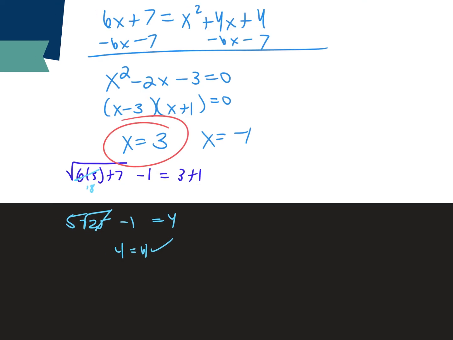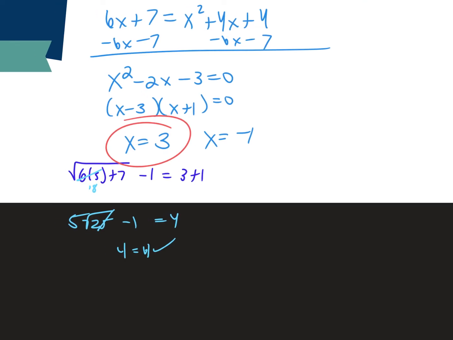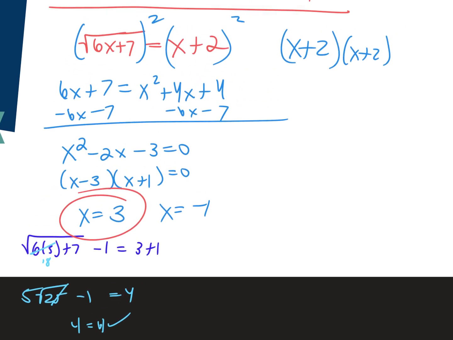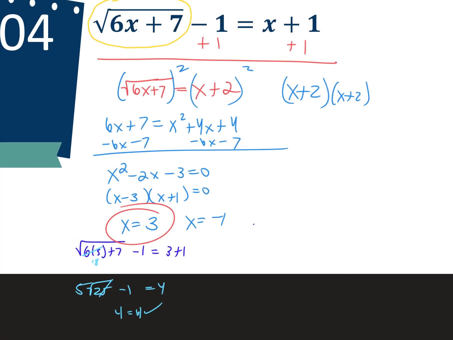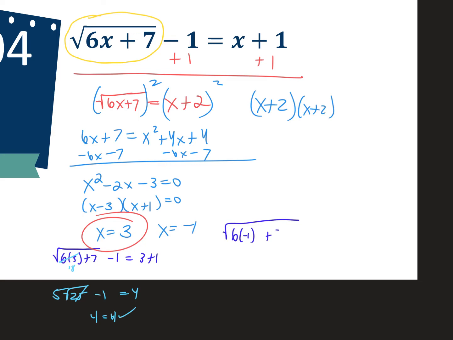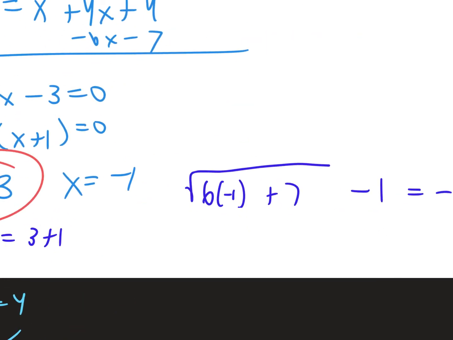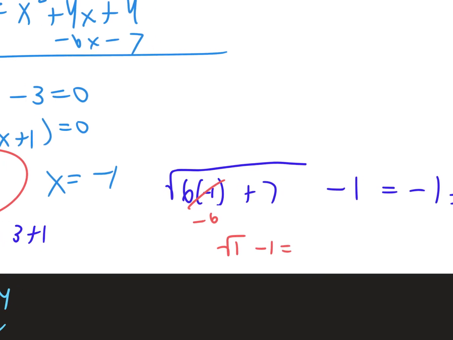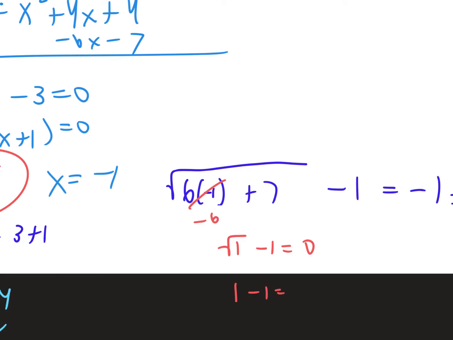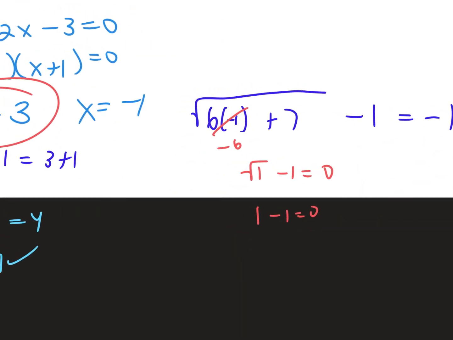Should I just go ahead and cross off negative 1? Sure, that's what some of you are going to do. Let's check it. So I'm going to plug in negative 1. So 6 times negative 1 plus 7, and then I have that minus 1 out here, and then negative 1 plus 1. What's 6 times negative 1? Negative 6. Negative 6 plus 7 is? So square root of 1 minus 1. Does that equal 0? What's the square root of 1? What's 1 minus 1? Does 0 equal 0?